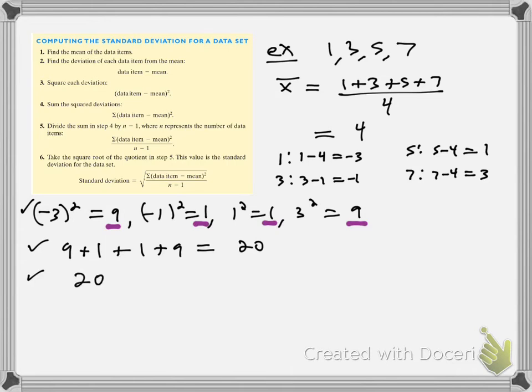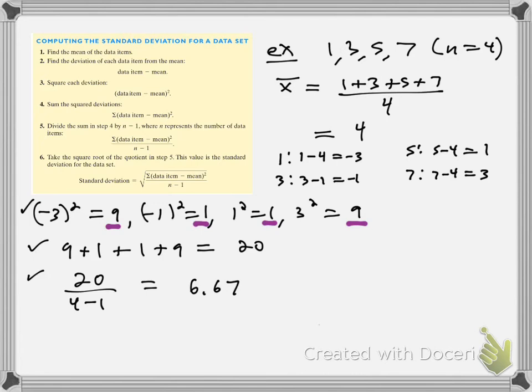So that'd be 20 divided by, well, how many items are there? There are 4 items. So going up here, n equals 4. So this would be 4 minus 1, which is 20 over 3, which is 6.67. Okay.